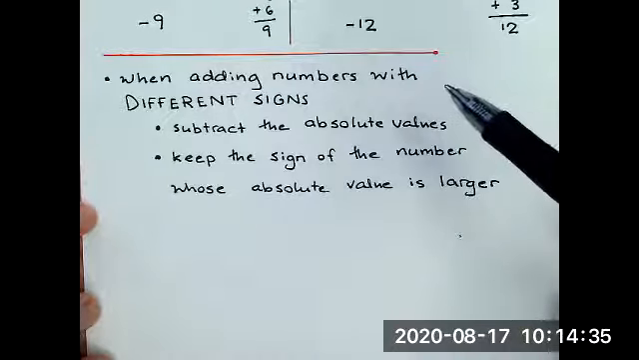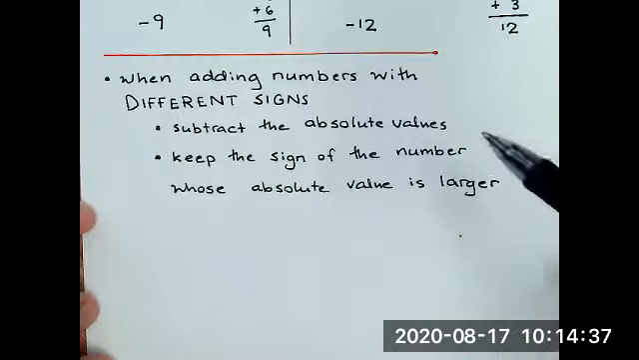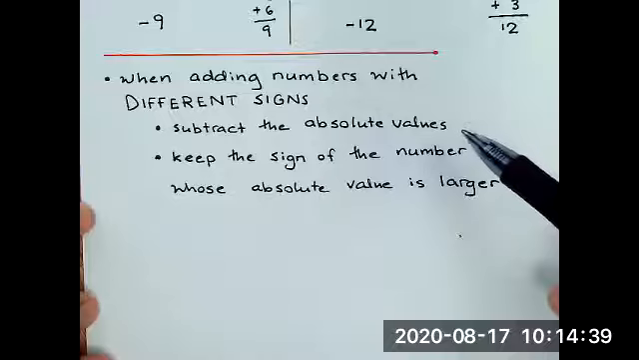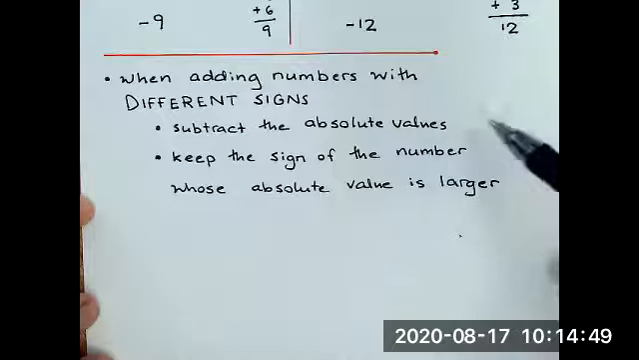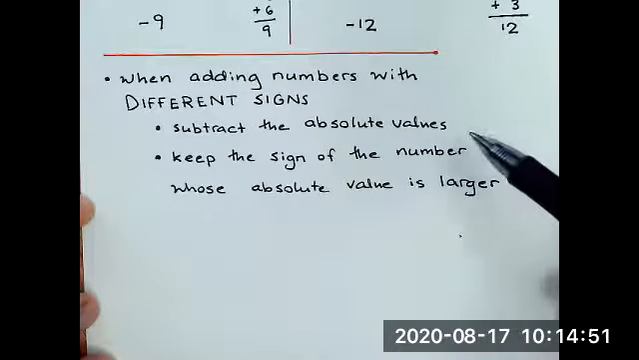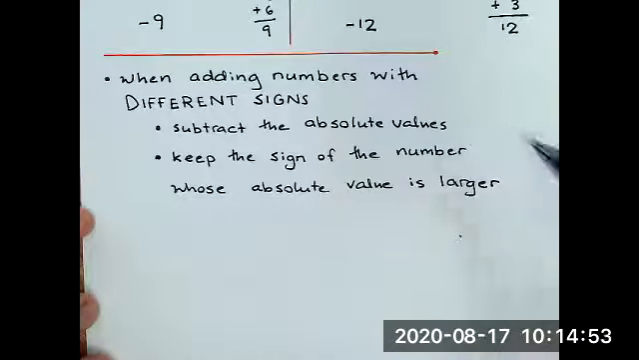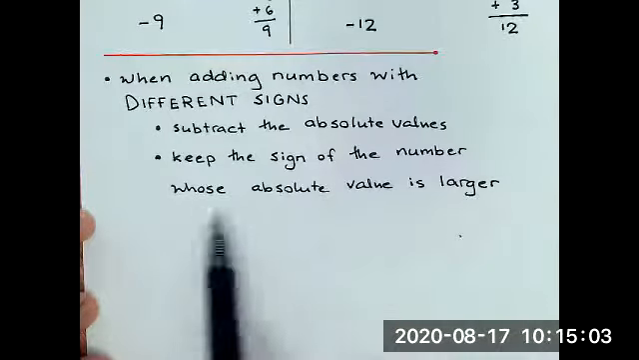When adding numbers with different signs, you want to subtract the absolute values. You'll take the number with the smaller absolute value away from the number with the larger absolute value. Don't worry, you'll instinctively do it the correct way. And then you'll keep the sign of the number whose absolute value is larger. Let's do some examples and talk about this.